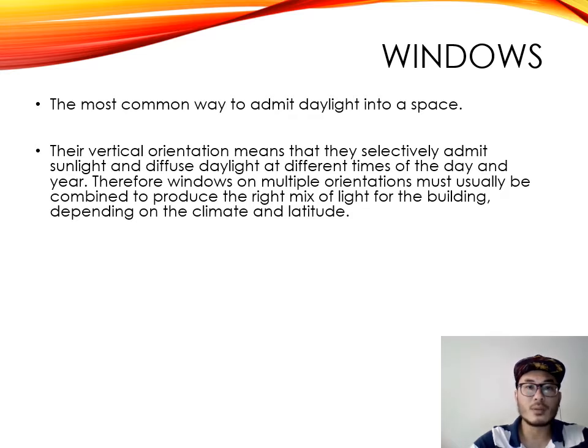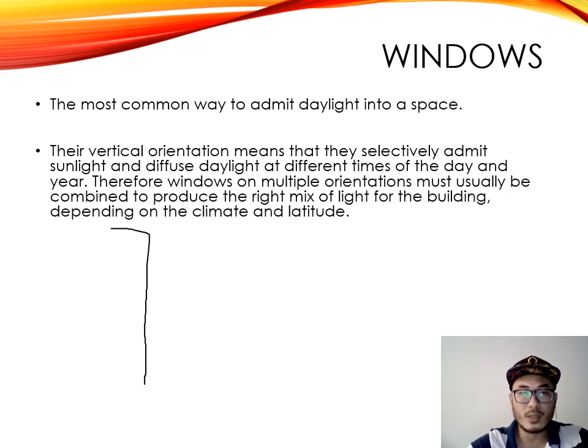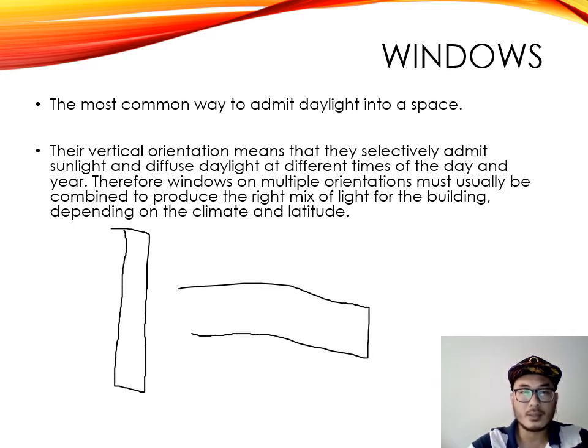The most common way to admit daylight into the space is by windows. Their vertical orientation means that they selectively admit sunlight and diffuse daylight at different times of the day and year. Therefore, windows on multiple orientations must usually be combined to produce the right mix of light for the building.